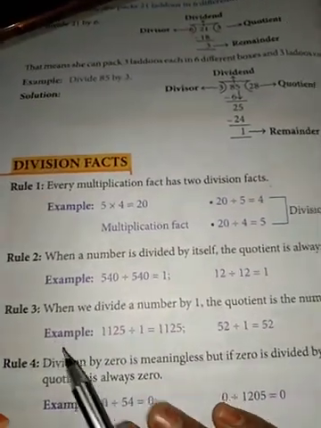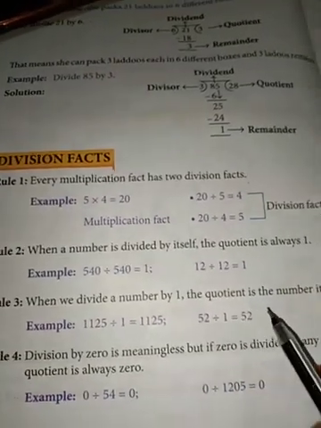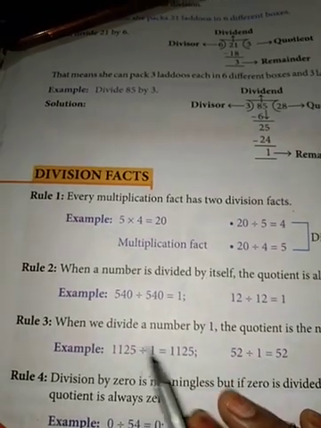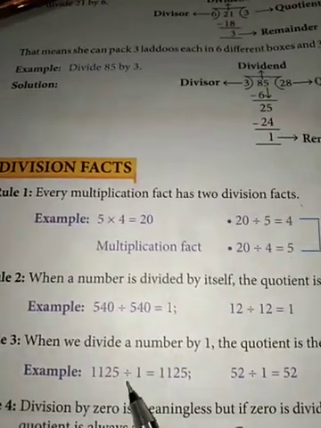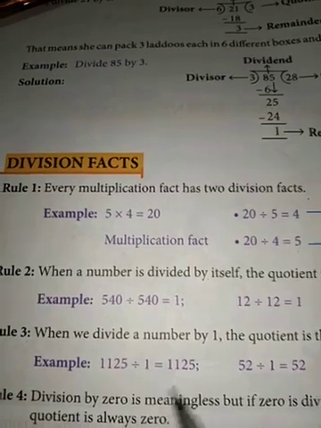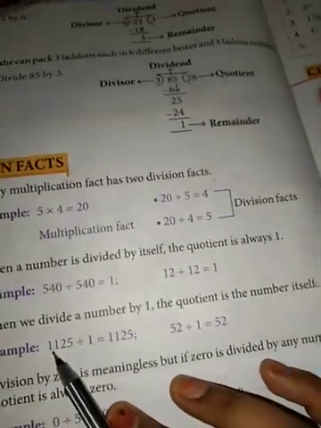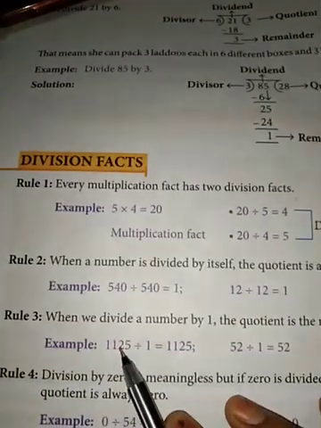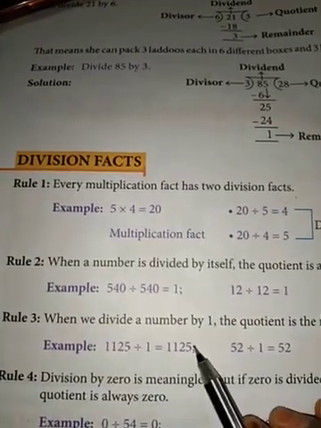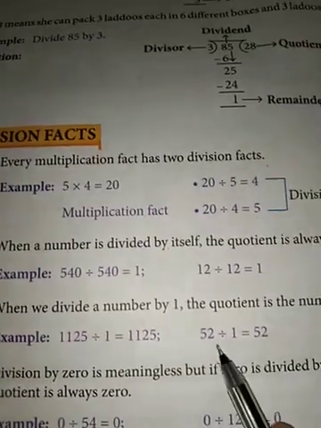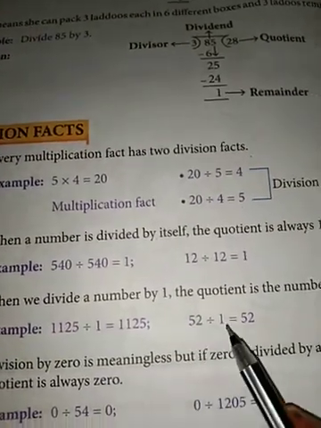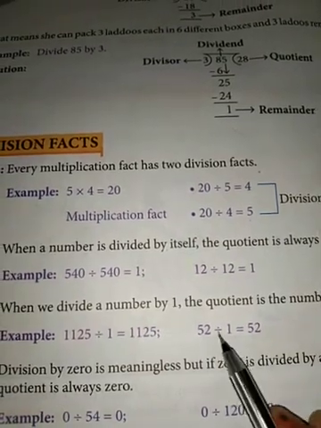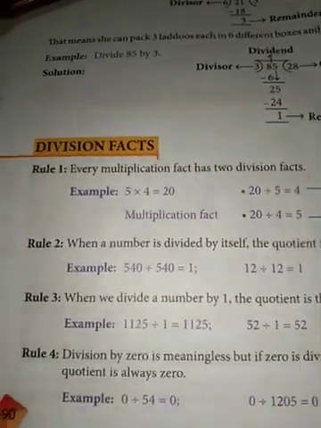Rule number 3, when we divide a number by 1, the quotient is the number itself. Acha, when we divide 125 by 1, the answer will be the same, the quotient will be the same as the number given for the division. Means 125 will be the answer only. Here also second example is given, 52 divided by 1, answer will be 52. 52 ones are 52, so answer will be 52 only.